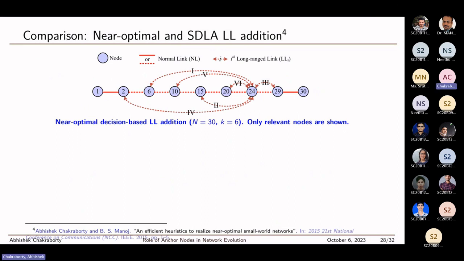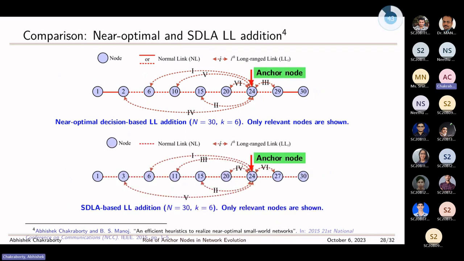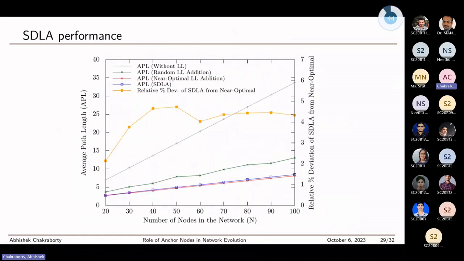So we'll go to that question. Here we have shown that for 6 link addition in the 30 node case, the first one is based on near optimal and the second one is based on SDLA. So what is the performance deviation? We see that the performance deviation is maximum 6.33% for the 50 node case.